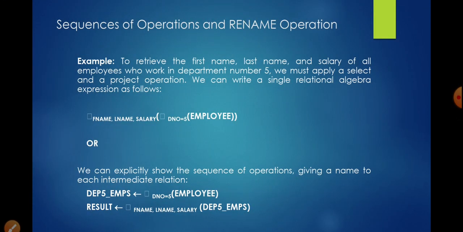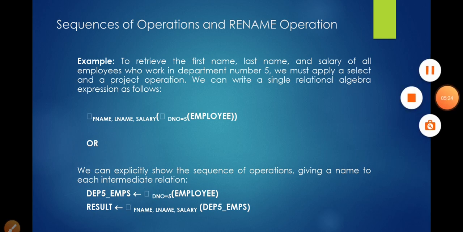Sequence of operations and rename operation. Example we are seeing here. Just a minute. Example goes here like this. To retrieve the first name, last name and salary of all the employees who work in department number 5. The employees who are working in department number 5, we want their first name, their last name and their salary.